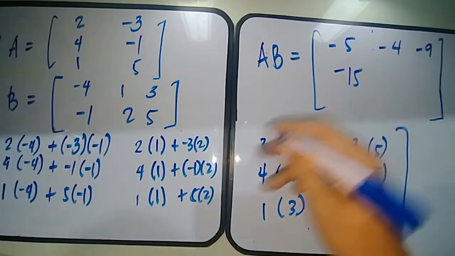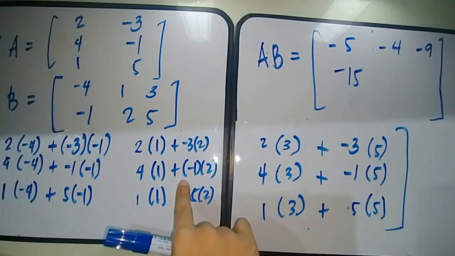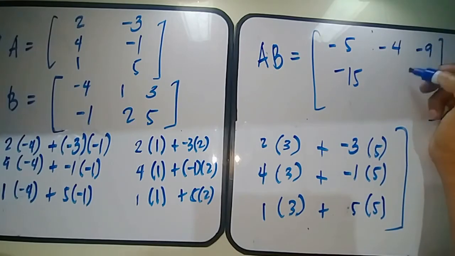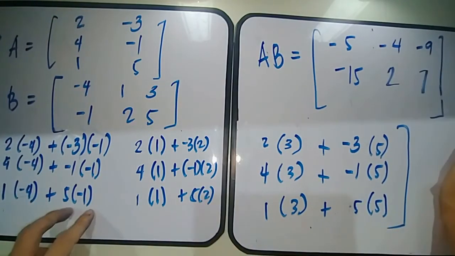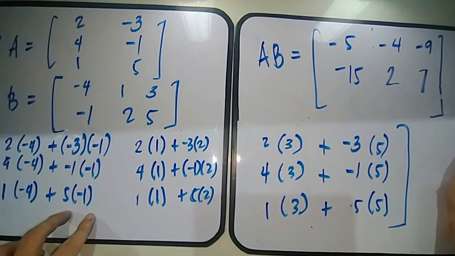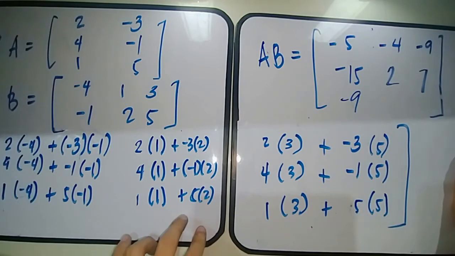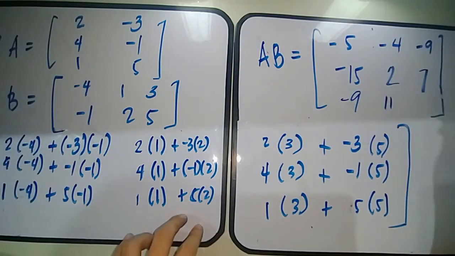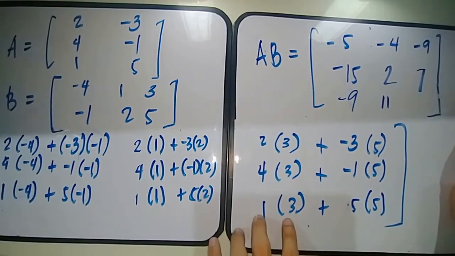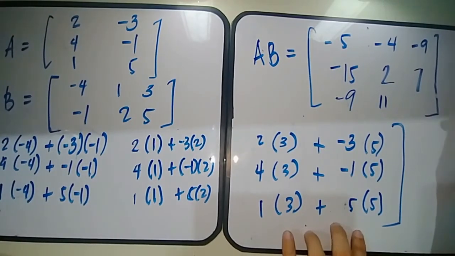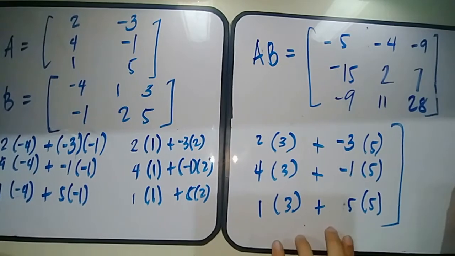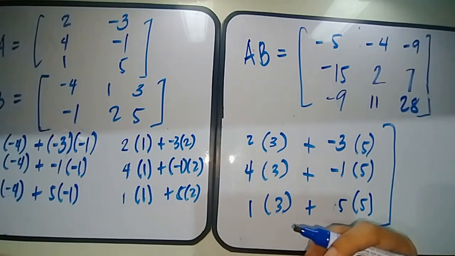So, let's just solve everything. We have here 4 minus 2, so we have 2. This is 12 minus 5, so this is 7. Here we have negative 4 minus 5, so this is negative 9. Here we have 1 plus 10, so this is 11. And last, we have 3 plus 25, so this is 28. So that is how you multiply matrices.